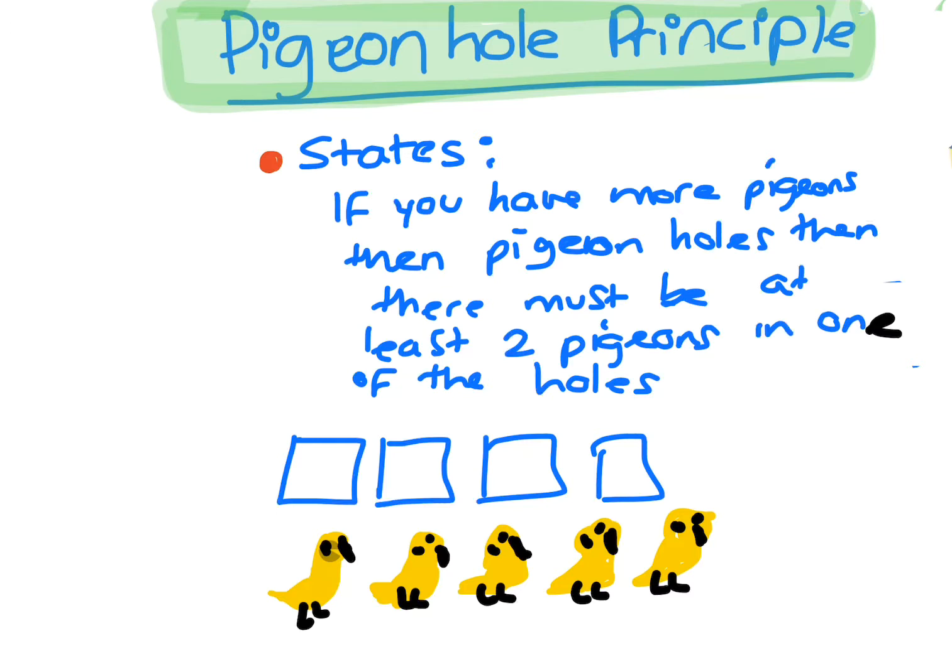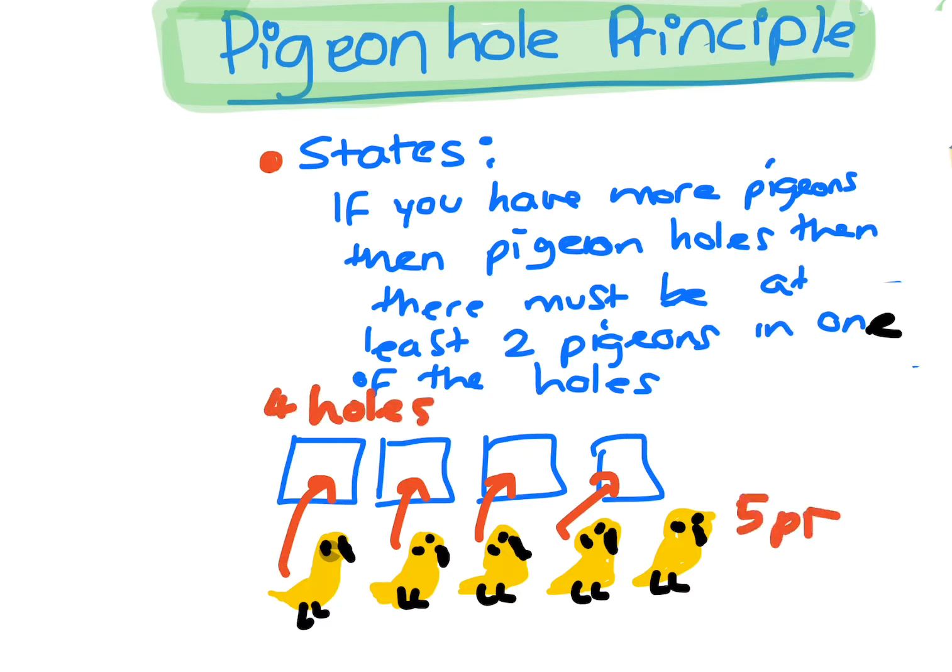That kind of makes sense, because if this pigeon flew into this one, and this one into this one, and this one in this one, and this one into this one, because we have 4 holes, yet we have 5 pigeons. So I see this as a bit of a fraction remainder problem. We will have 1 pigeon left over. Okay, and see how there must be at least 2 pigeons in one of the holes?